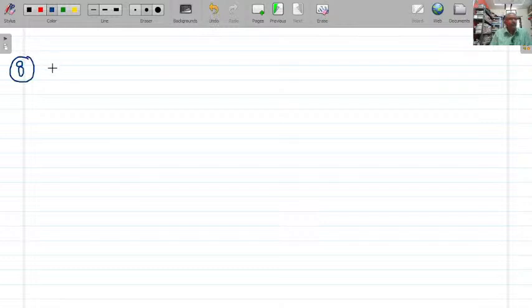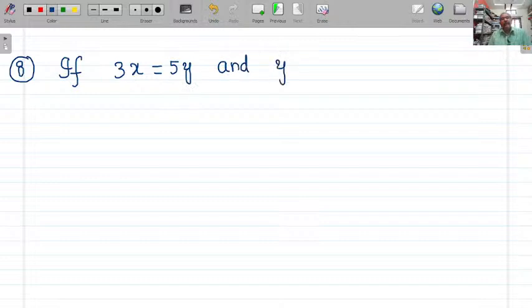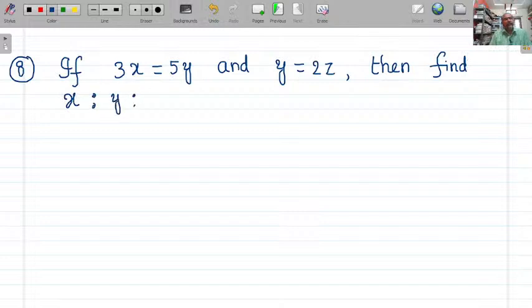Eighth question. If 3x equals 5y and y equals 2z, twice the z, 2 times z, then find x is to y is to z.